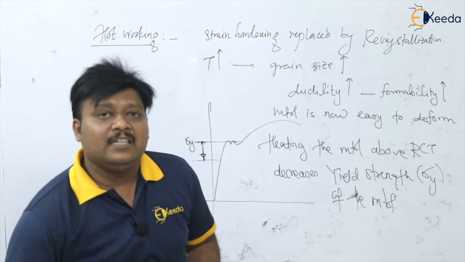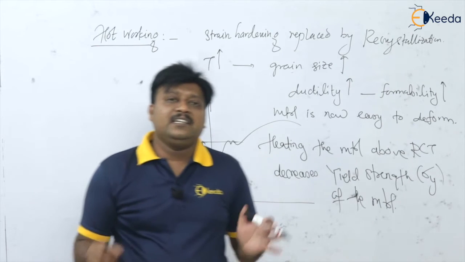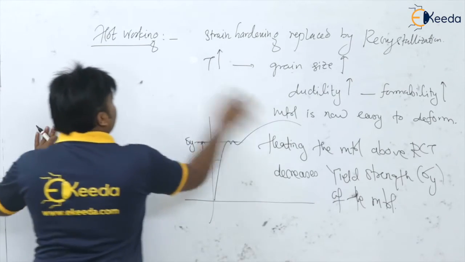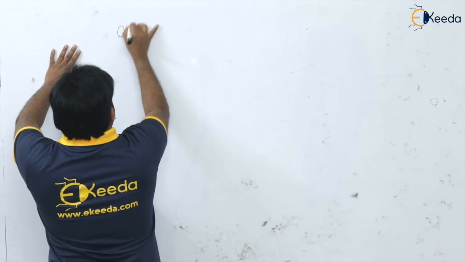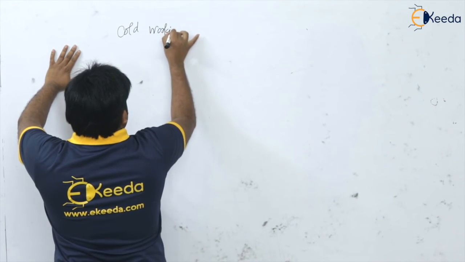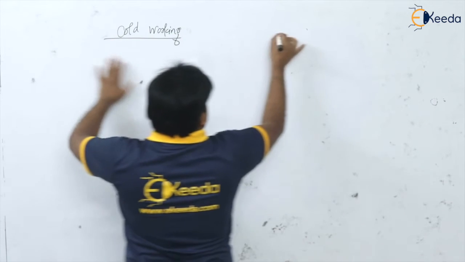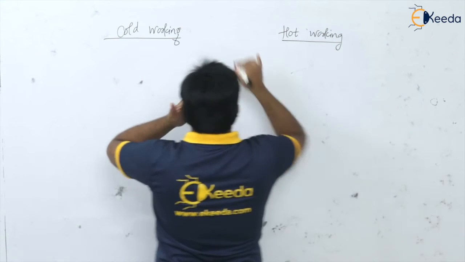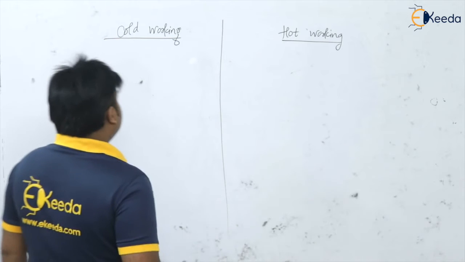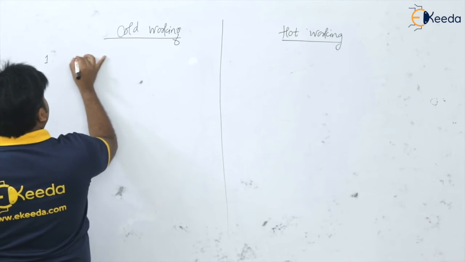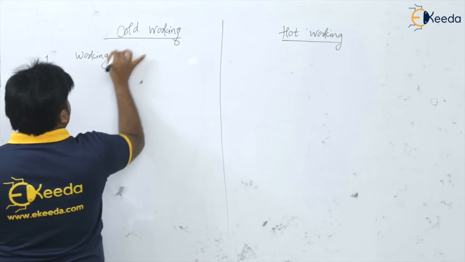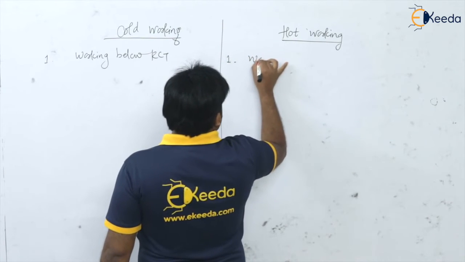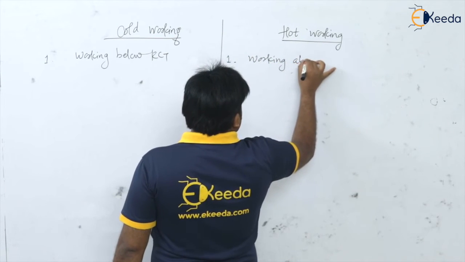So if you want to enlist the major differences between cold working and hot working, let us point out these differences. If I write here cold working, and here it is hot working. So if you want to write the difference, let us write the first difference. The definition: working below RCT. Here, working above RCT.